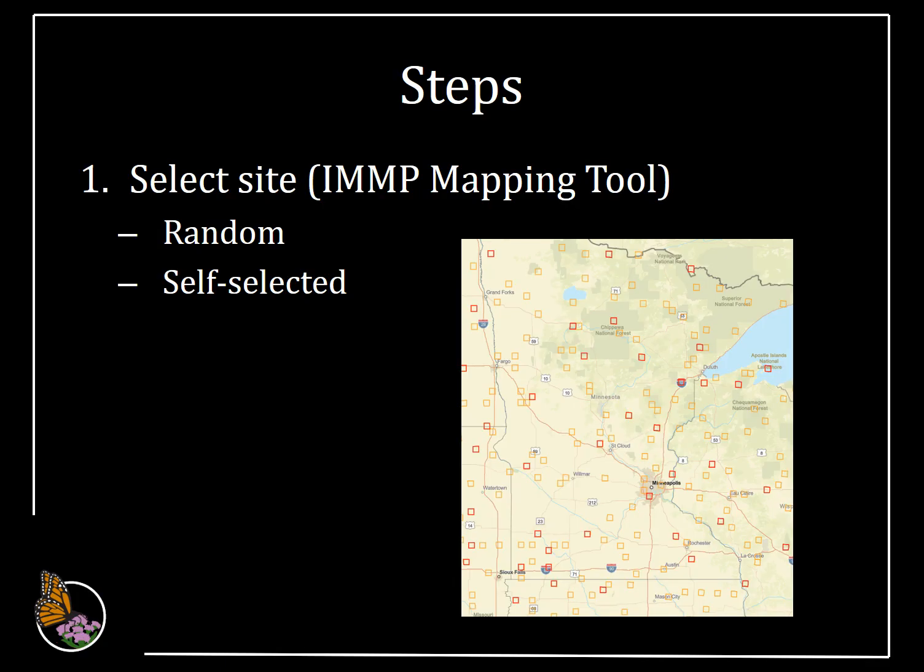The first thing you will need to do is select a monitoring site. There are two options for doing so. You may either select a random priority site that the IMMP has identified, or you may choose your own. You will use the IMMP mapping tools to do so. There are two separate tools for doing this, and you'll need to watch the site selection video to learn how to use them. To review how these two site selection methods fit into the overall IMMP objectives, check out the IMMP overview video once again.